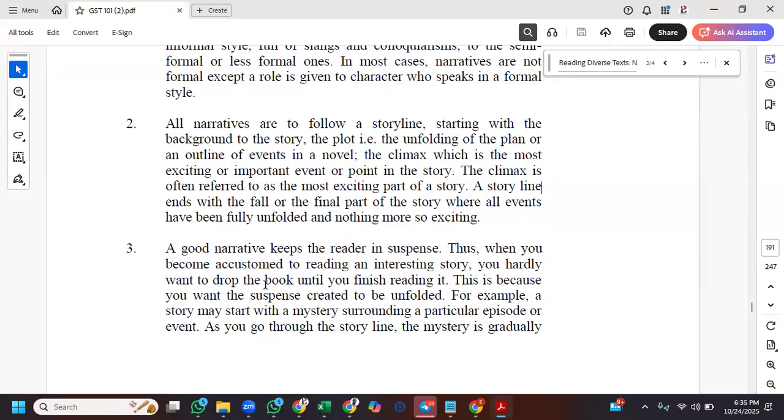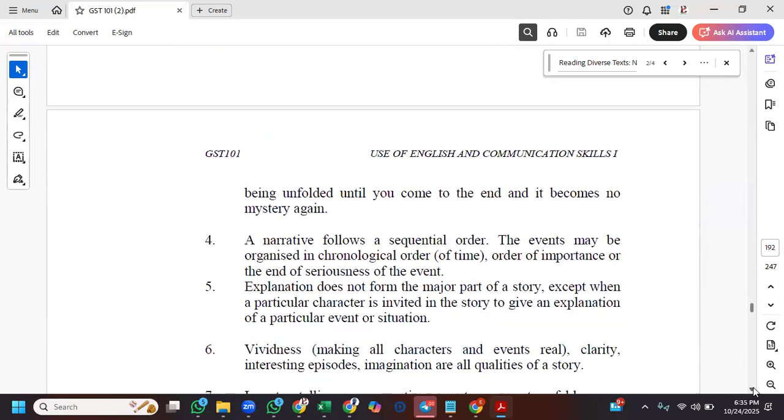Now, when you become accustomed to reading an interesting story, you hardly want to drop the book until you finish reading it. This is because you want the suspense created to be unfolded. For example, a story may start with a mystery surrounding a particular episode or event. As you go through the storyline, the mystery is gradually unfolded, until you come to the end and it becomes no mystery again.